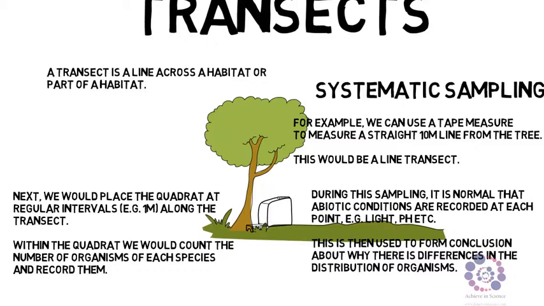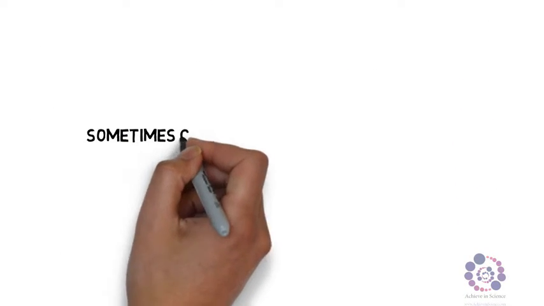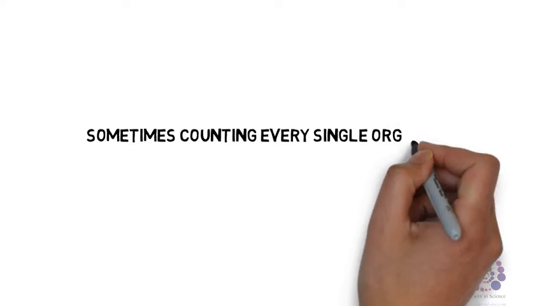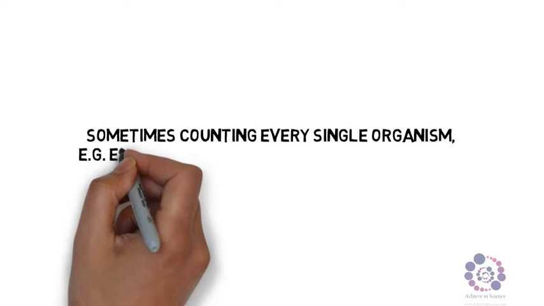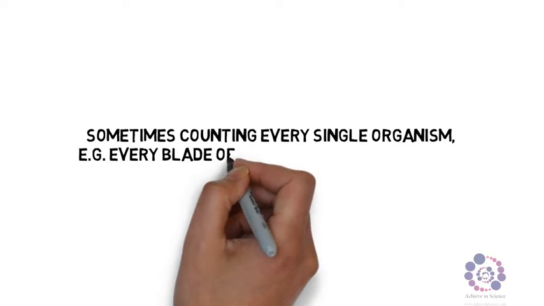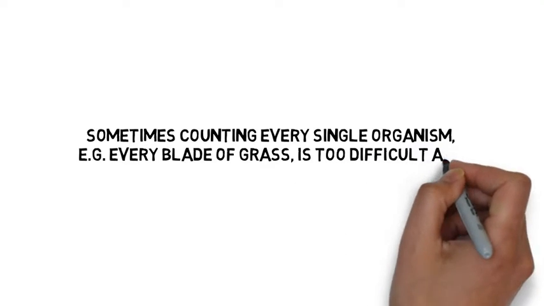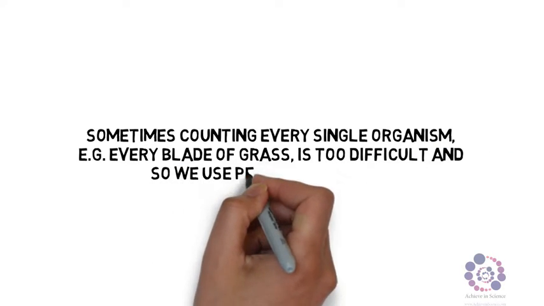Still, there might be a problem because within a quadrat, you might also be required to count everything. That's very difficult and again, time consuming. So therefore, what we can also use is percentage cover, which can be more appropriate to do. So we can say the percentage cover of grass within a quadrat is, for instance, 80%.